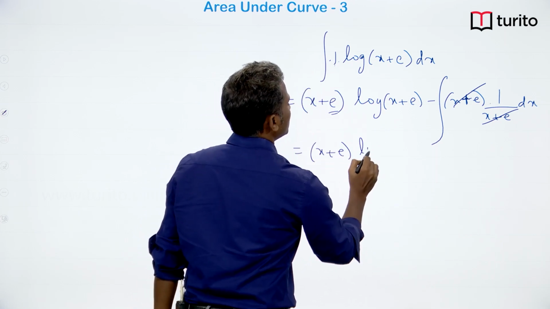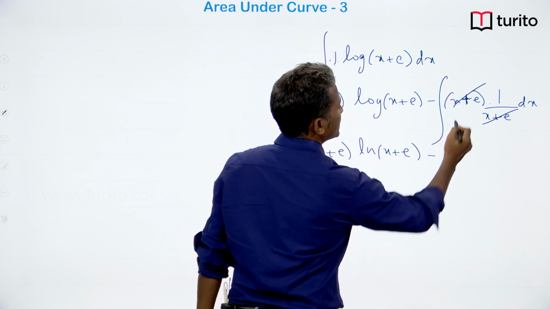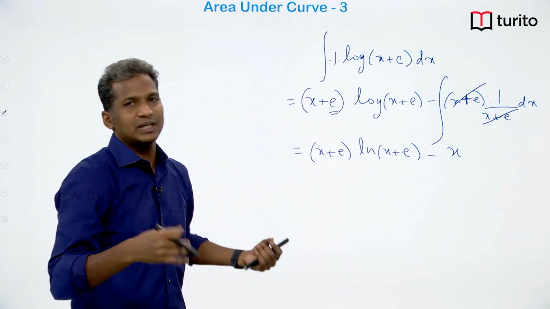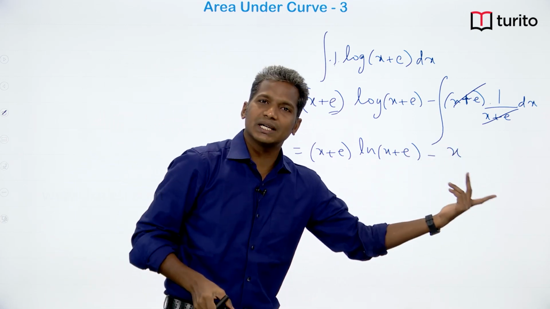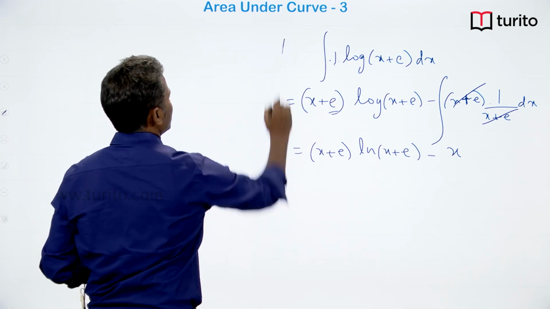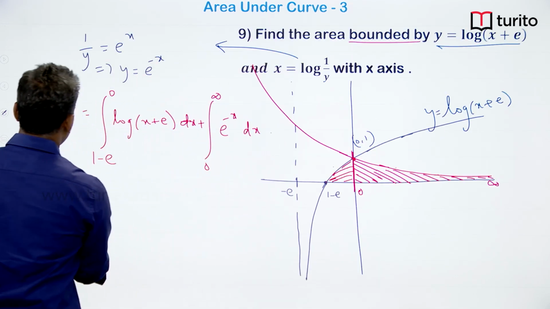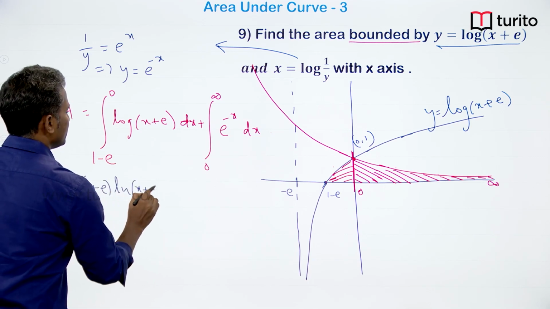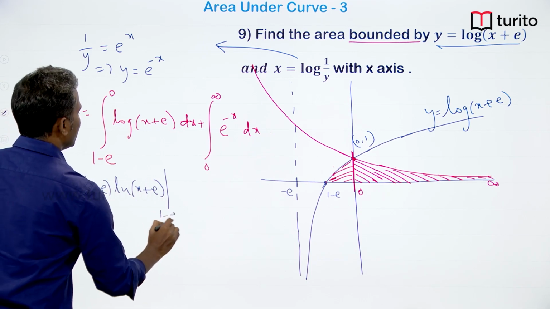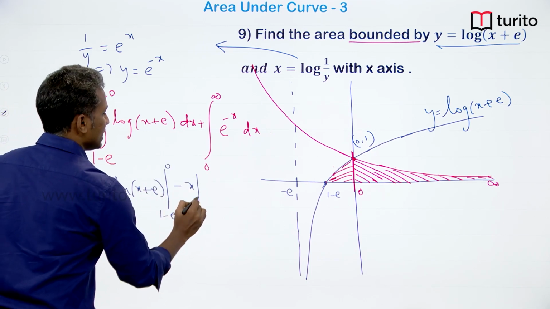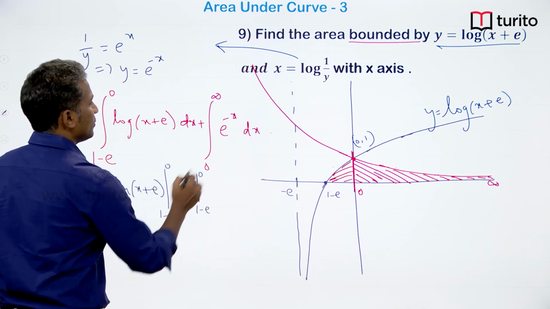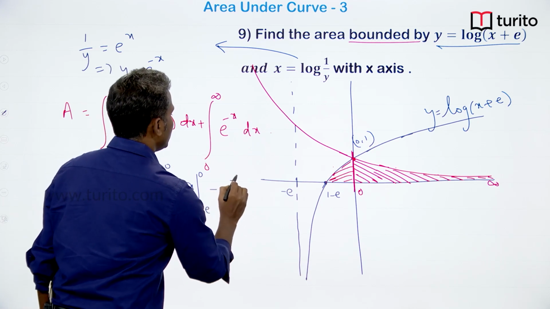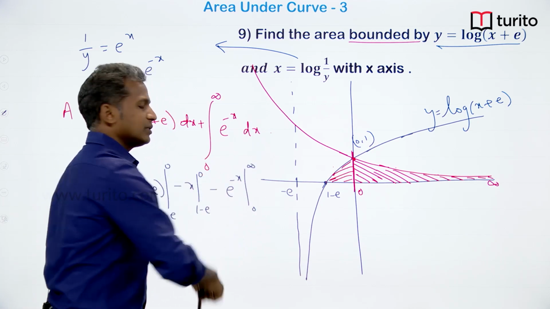x plus e into log of x plus e minus the integral of 1, which can be taken as x or x plus constant, it does not matter because when we put limits anyway the constant gets cancelled. So, now we have to just substitute limits in this. So, x plus e into ln of x plus e, limits going from 1 minus e to 0, minus x, again limits going from 1 minus e to 0, and the integral of e power minus x is a very simple integral. It is minus of e power minus x, limit going from 0 to infinity.